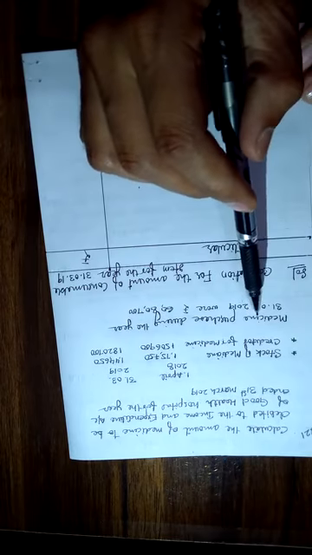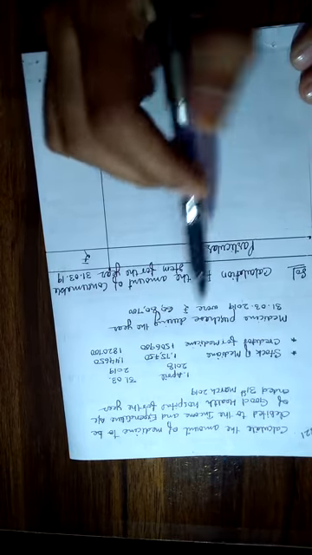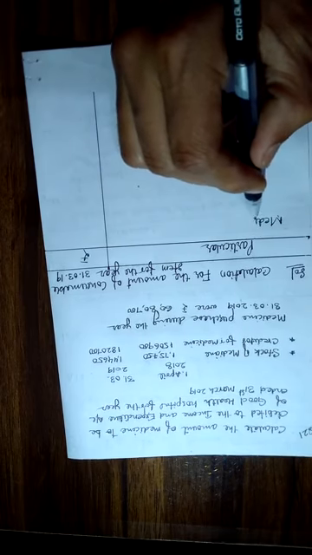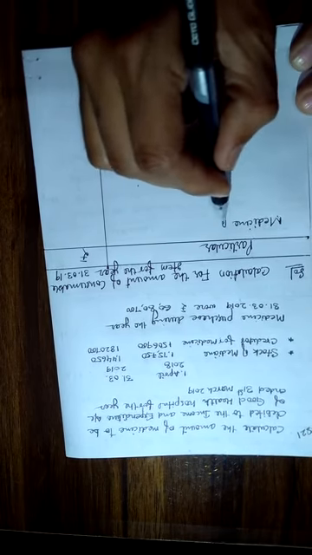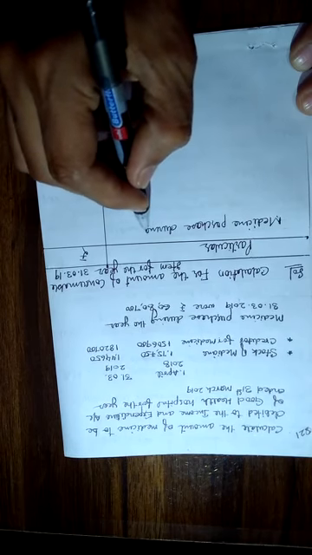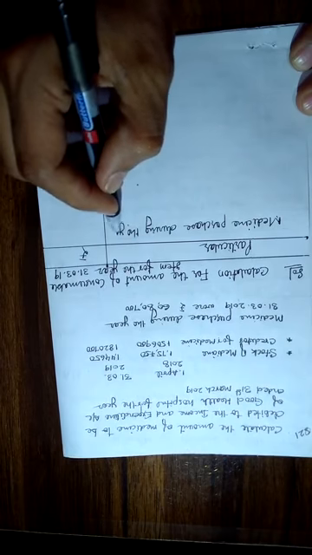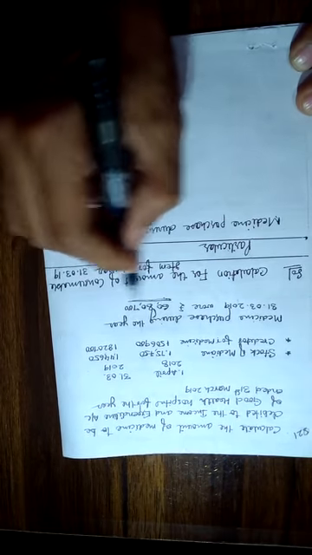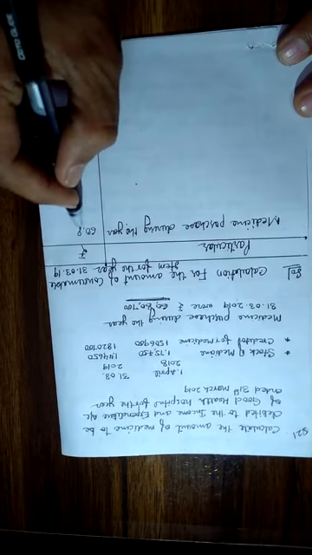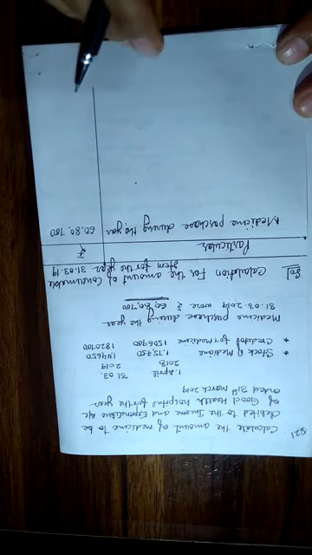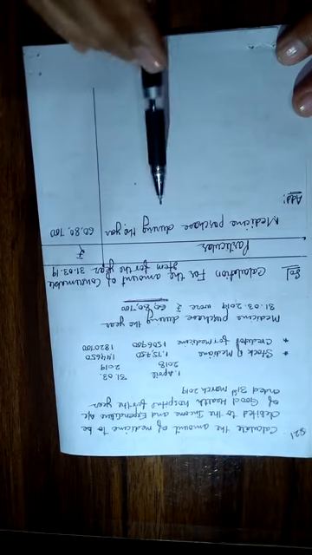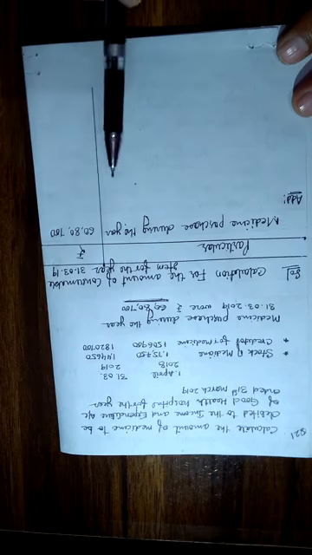First of all, we have to write how much medicine we purchased during the year. So we write here: medicine purchased during the year. How many rupees? 60 lakh 80,700. Now we add this amount we purchased during the year.